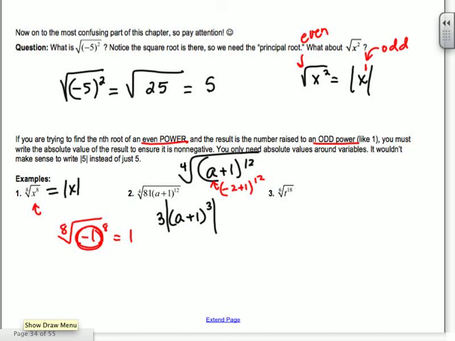Let's look at absolute values then. Okay, so the trick is if you started out with an even root and ended up with an odd power at the end, that's when you need absolute values.